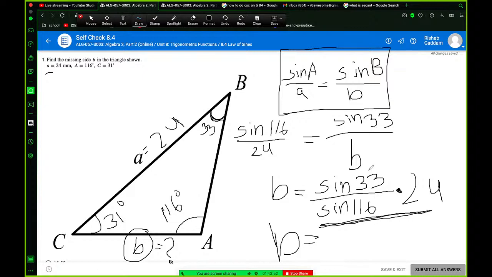I wrote the equation here. Look, just a second. So this is the law of sines, right? You have sine of A over A is equal to sine of B over B, and we can substitute all of that except for the thing we want to find, because we don't know that. So now we have to isolate B. We solve it like an algebraic equation: sine of 116 over 24 is equal to sine of 33 over B. To isolate B, we have to cross multiply.